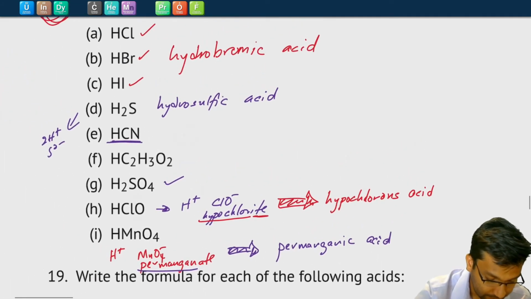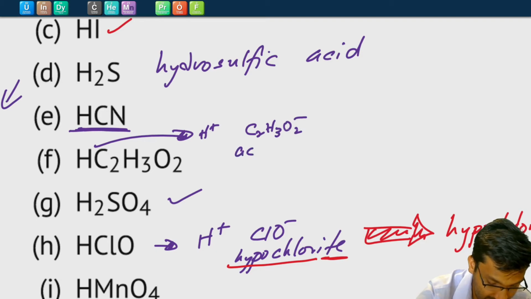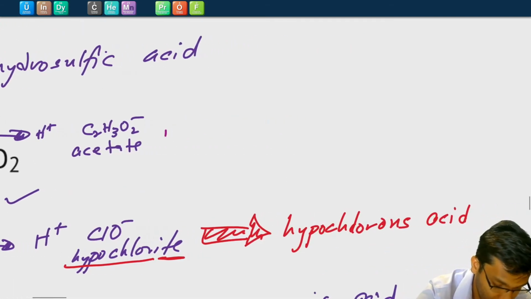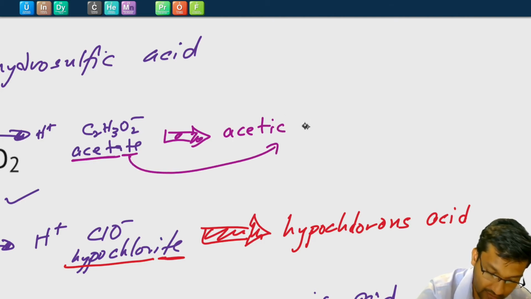All right, let's do this one. It breaks apart into H+ and C2H3O2-. This is the acetate ion. So the name is acet, A-C-E-T. Instead of ate, we change to ic, acetic acid.